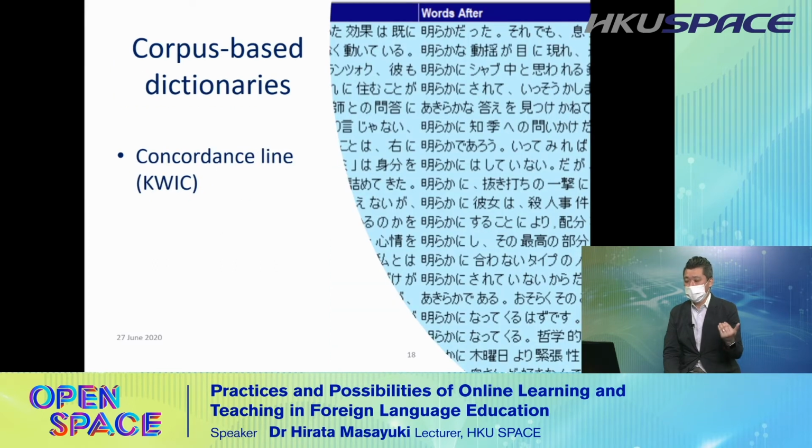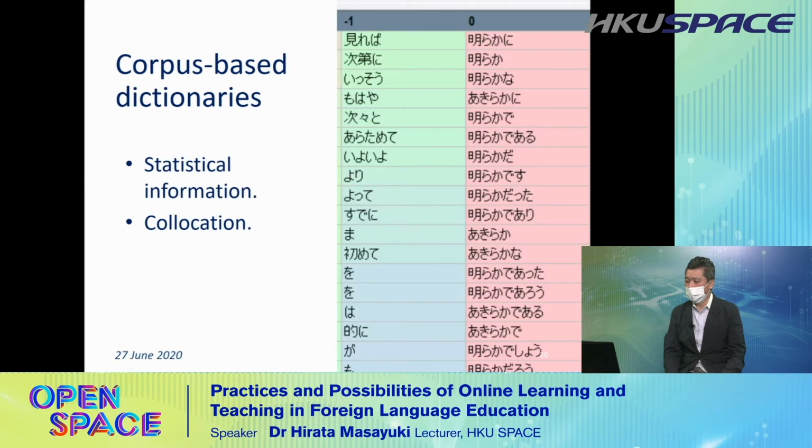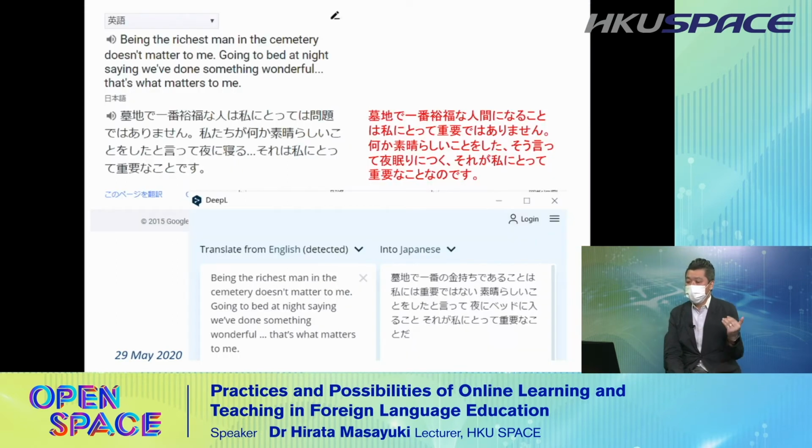And for my project, we did the same for Japanese. This is an example of a Japanese corpus, also morphologically analyzed, with the parts of speech information annotated in the corpus. And we did the same procedure for compiling the Japanese side, extracting collocation, statistical information, and so on. And that technology goes on.